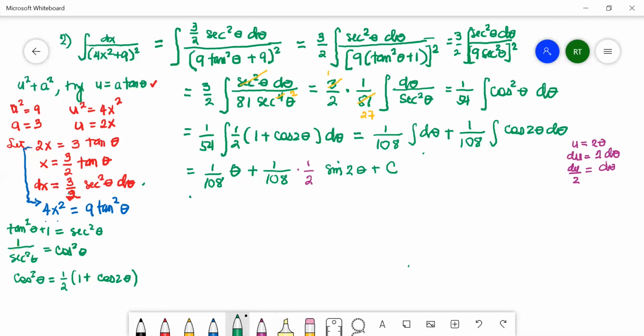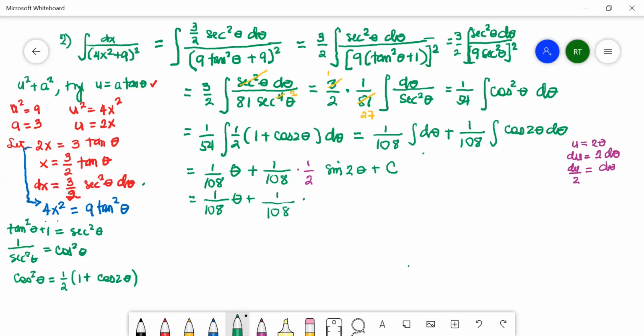So the integral is equal to 1 over 108 times theta plus 1 over 108 times 2, which will give us 216, times sine of 2 theta. Well anyway, we can also have this as 1 over 108. Okay, wait. Let's write it back to 108.